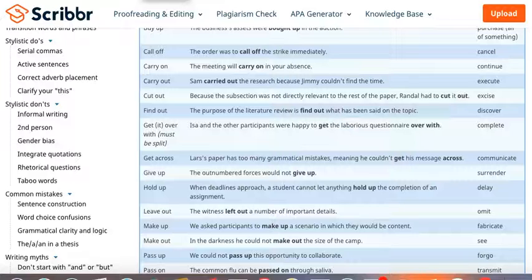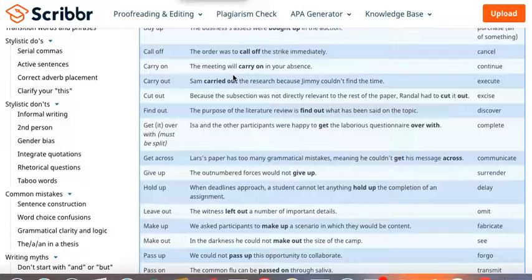Call off. The order was to call off the strike immediately. Call off means cancel. With all of these examples, you really need to write your own example to test whether you know how to use the phrasal verb correctly and then the more academic, formal word correctly.